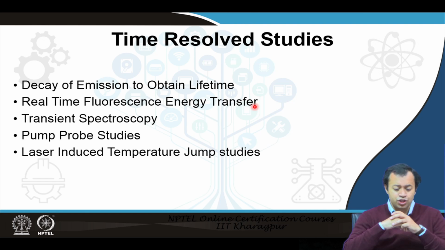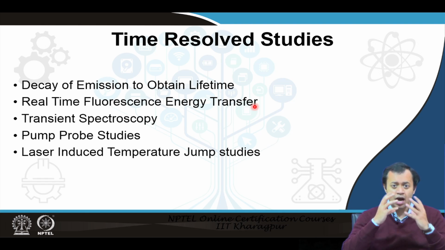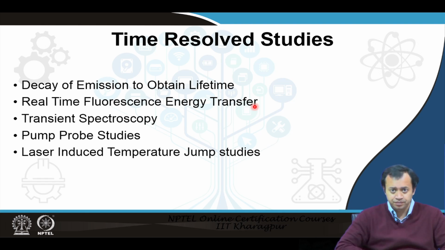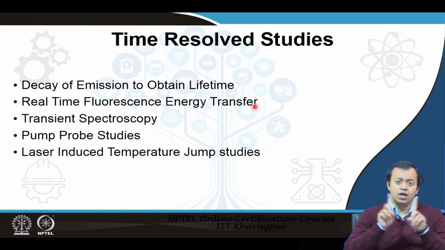In real time fluorescence energy transfer, we make a fluorescence molecule emit, and thereby we try to see that the donor is close to the acceptor, and thereby some amount of quenching is taking place, and thus we can understand the intermolecular distance.